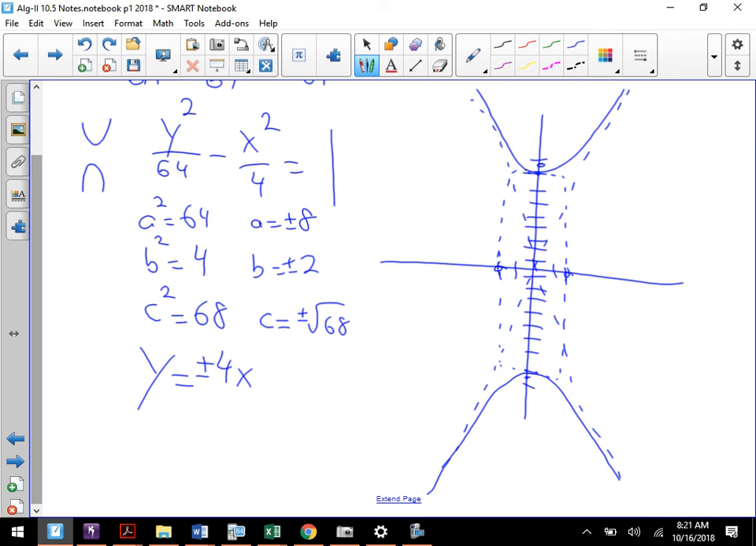Like I've said, a lot of times with these things, when I have you guys graph stuff, I'll write out what's the center, what's the vertex, what's the co-vertex, what's the focus, and then the equation of the asymptotes if needed.